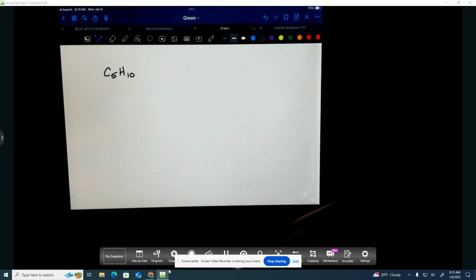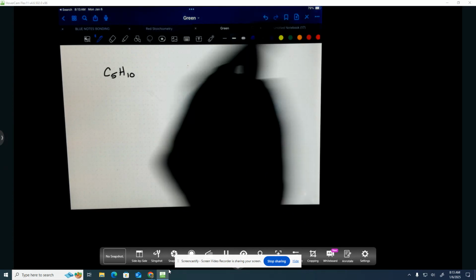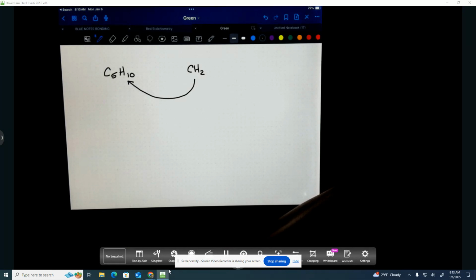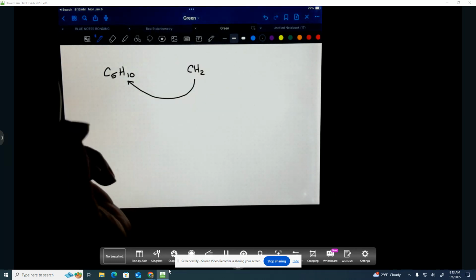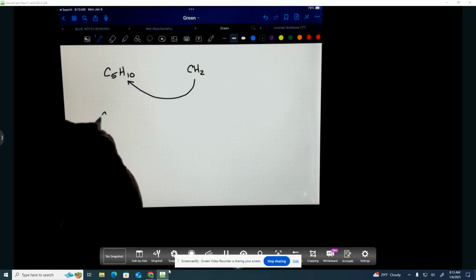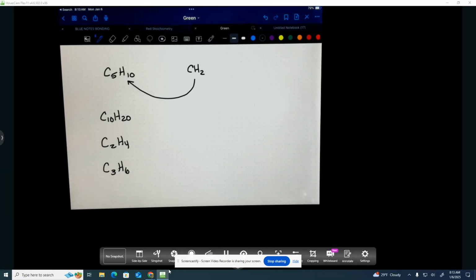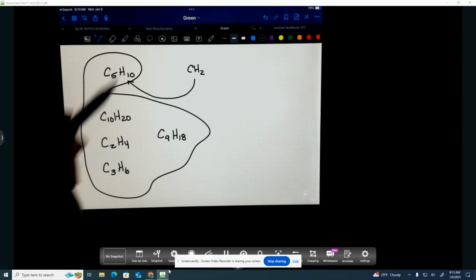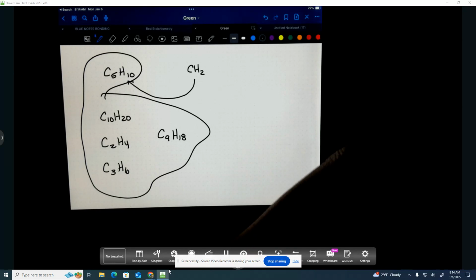C5H10. Empirical or molecular? Molecular. What is its empirical formula? CH2. CH2 is the empirical formula of this guy. Can you give me another compound, another molecular formula that has the same CH2 empirical formula? Say it louder. C10H20. C what? C2H4. C3H6. C9H18. These are all molecular formulas based on this empirical formula. The empirical formula is just the first one. Easy peasy lemon squeezy? Any questions on empirical versus molecular formula? Very easy.